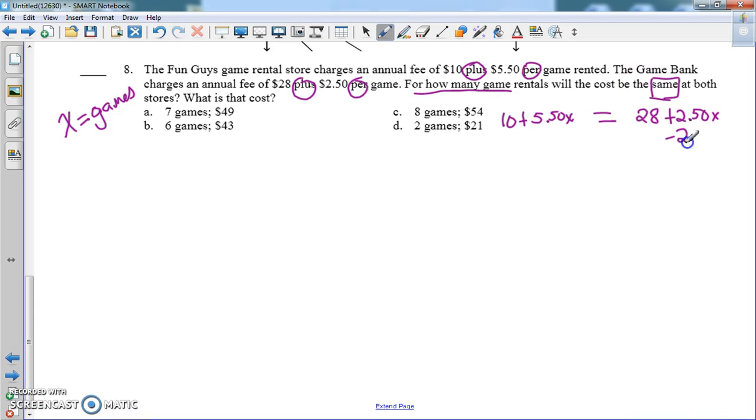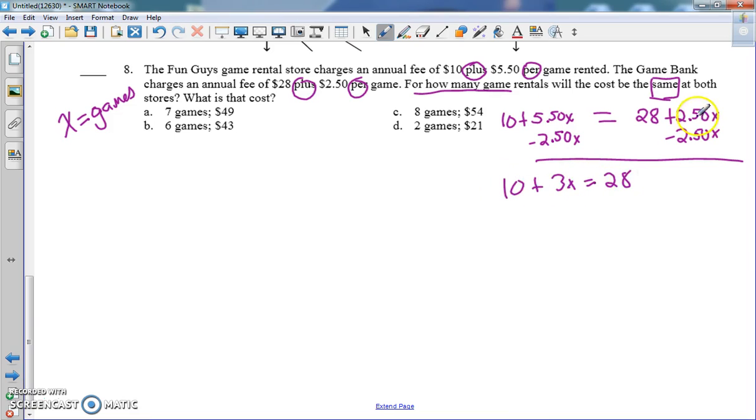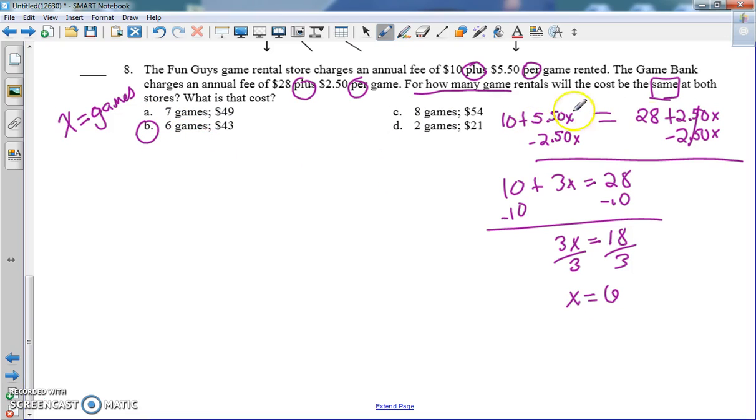So we're going to start by moving 2.50x by subtracting it on each side. So we'll be left with 10 plus 3x equals 28. And then I'm going to move the 10 by subtracting it and doing the opposite. So I end up with 3x equals 18. Divide by 3. X is going to equal 6. So if I look, that's the only one with 6 games, which is B. But when you plug 6 into either equation, doesn't matter which one you use because they're the same at this point, you're going to get $43.